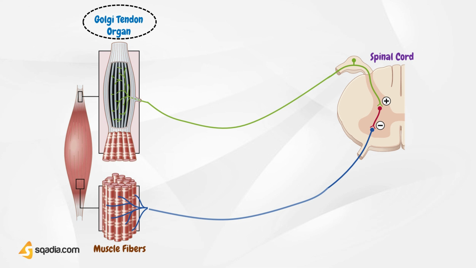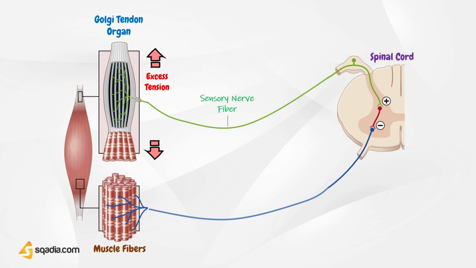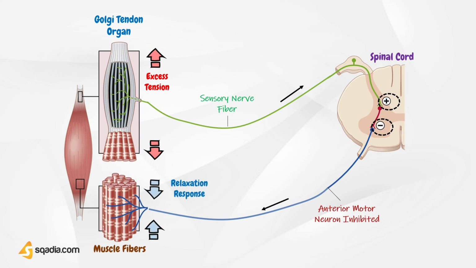Now, let's understand the Golgi tendon reflex. Excessive tension of the muscle stimulates sensory receptors in the Golgi tendon organ. Signals from the receptors are transmitted through a sensory afferent nerve fiber that excites an inhibitory interneuron in the spinal cord, inhibiting anterior motor neuron activity, causing muscle relaxation, and protecting the muscle against excessive tension.